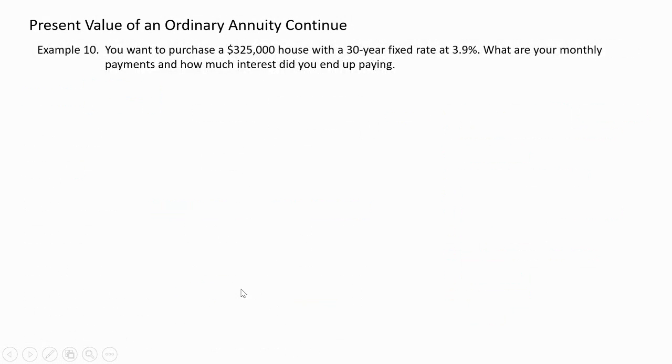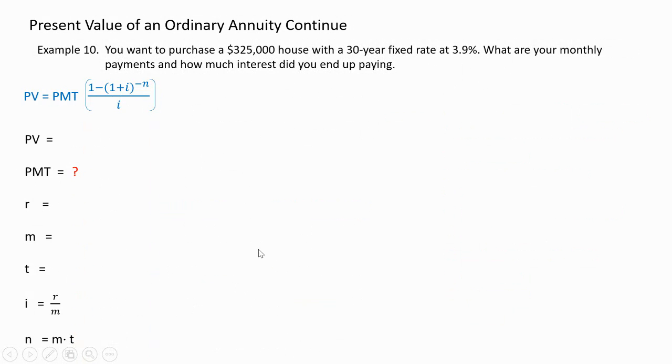Okay, now guys, let me show you one more example real quick. This is when you buy a house. You want to purchase a $325,000 house with a 30-year fixed rate at 3.9% interest. What are your monthly payments and how much interest do you end up paying? So that's my formula, right? We put everything down.